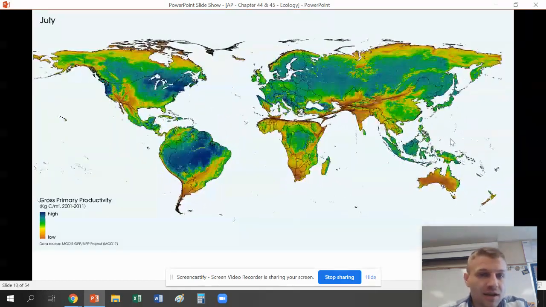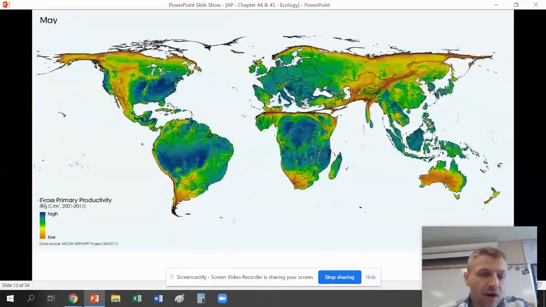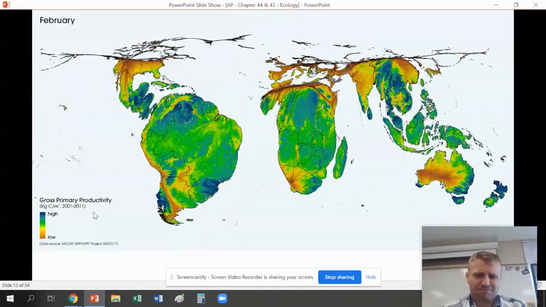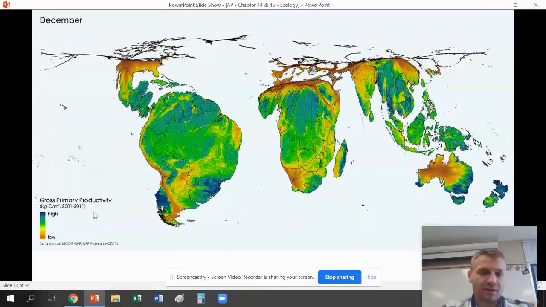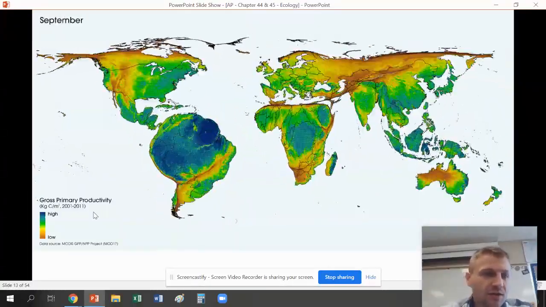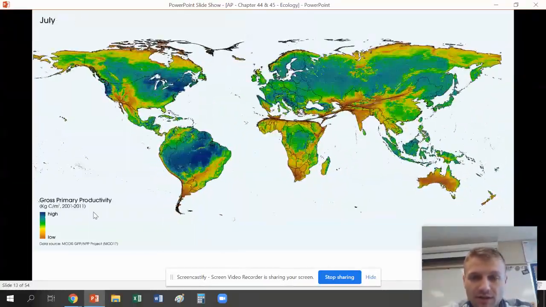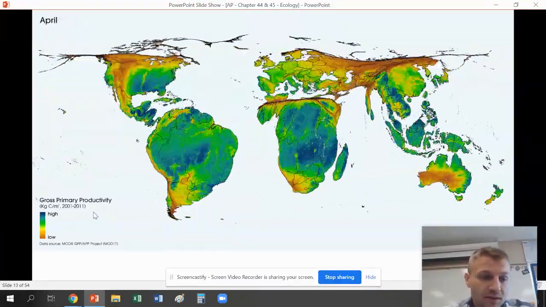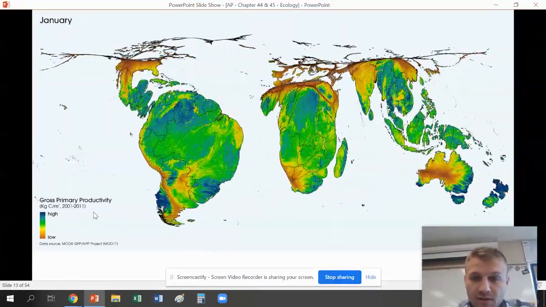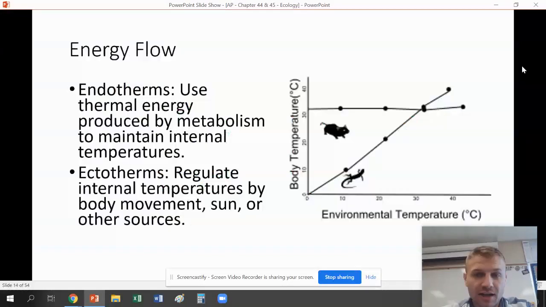This shows you the primary production of the earth and organic matter throughout the year. You can see as it goes through the months here, it's following the sun. So the sun really helps us with this gross primary production. It's kind of a weird graph to look at, but all right.